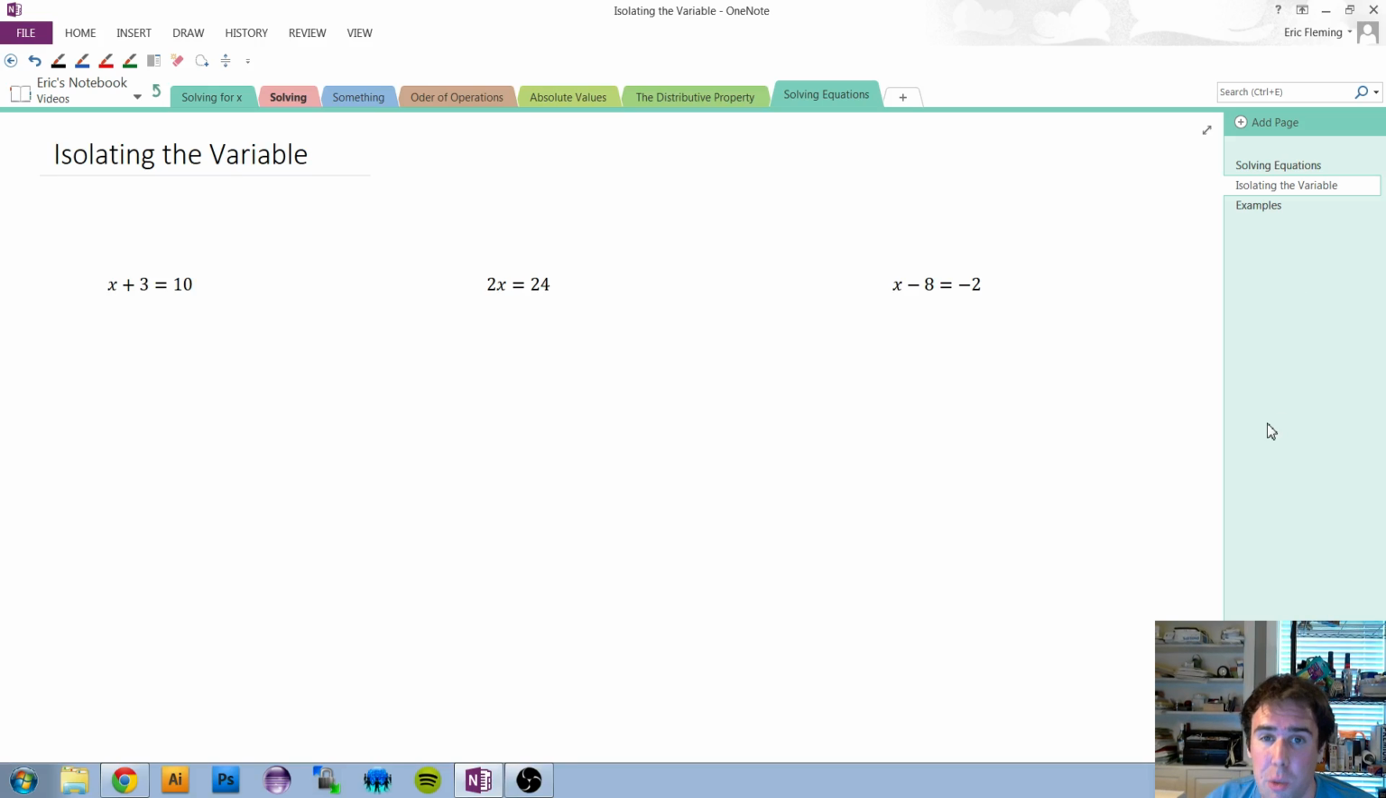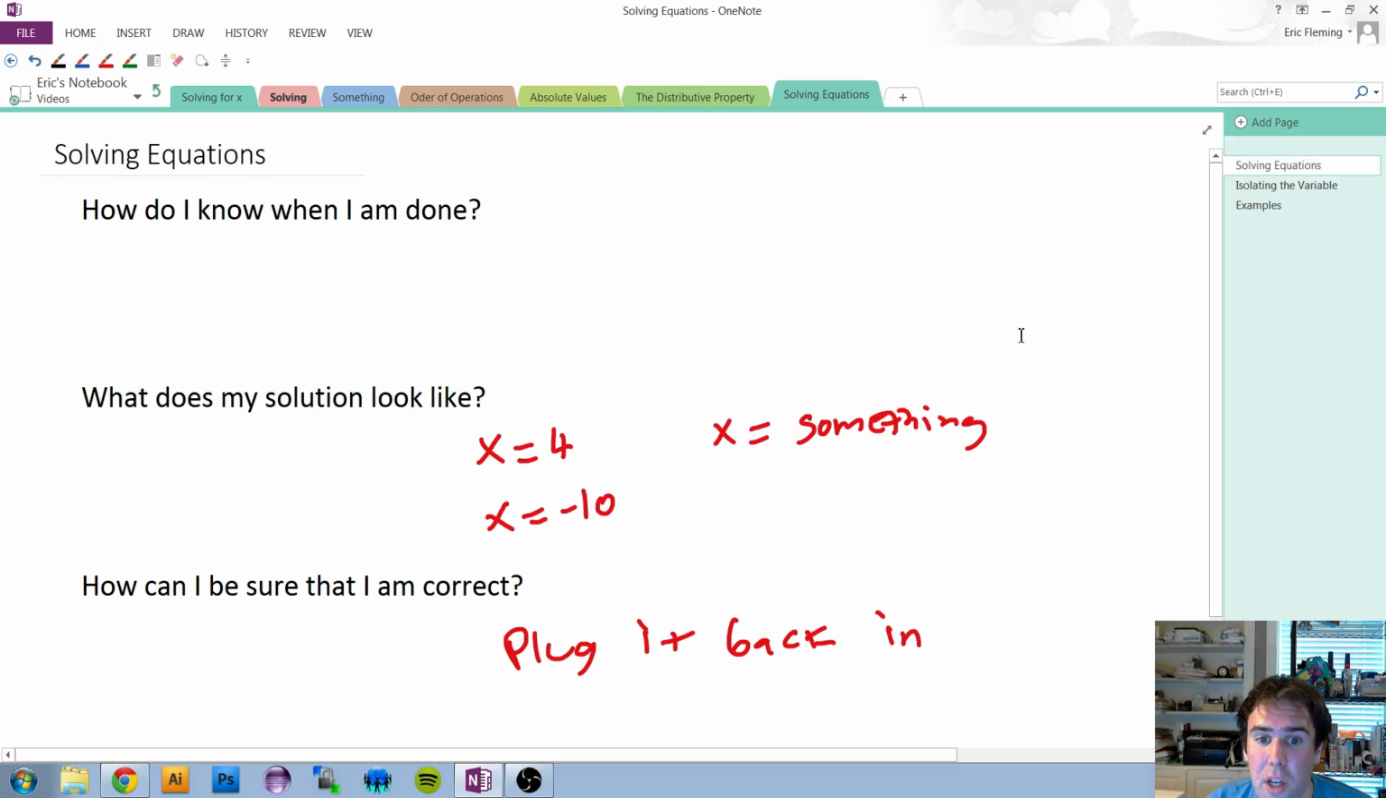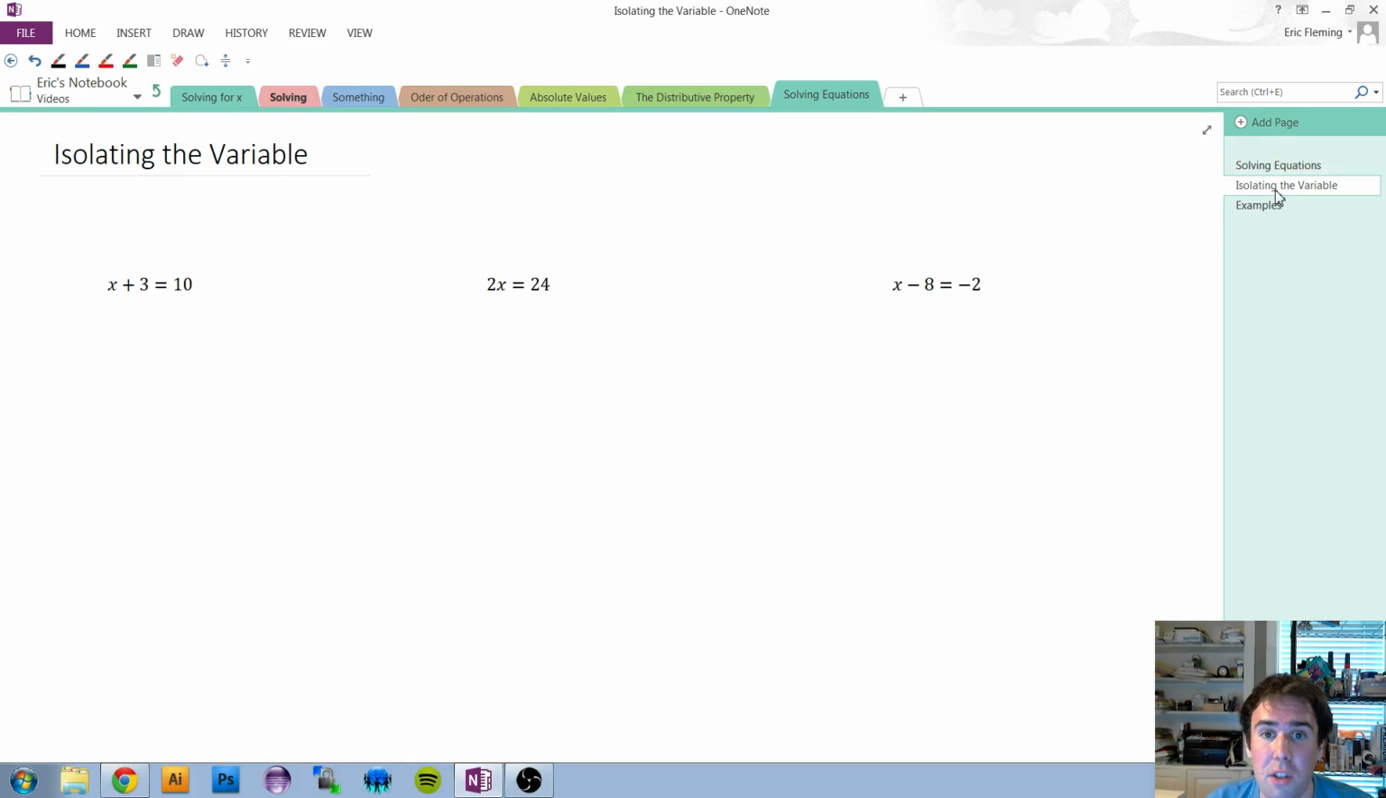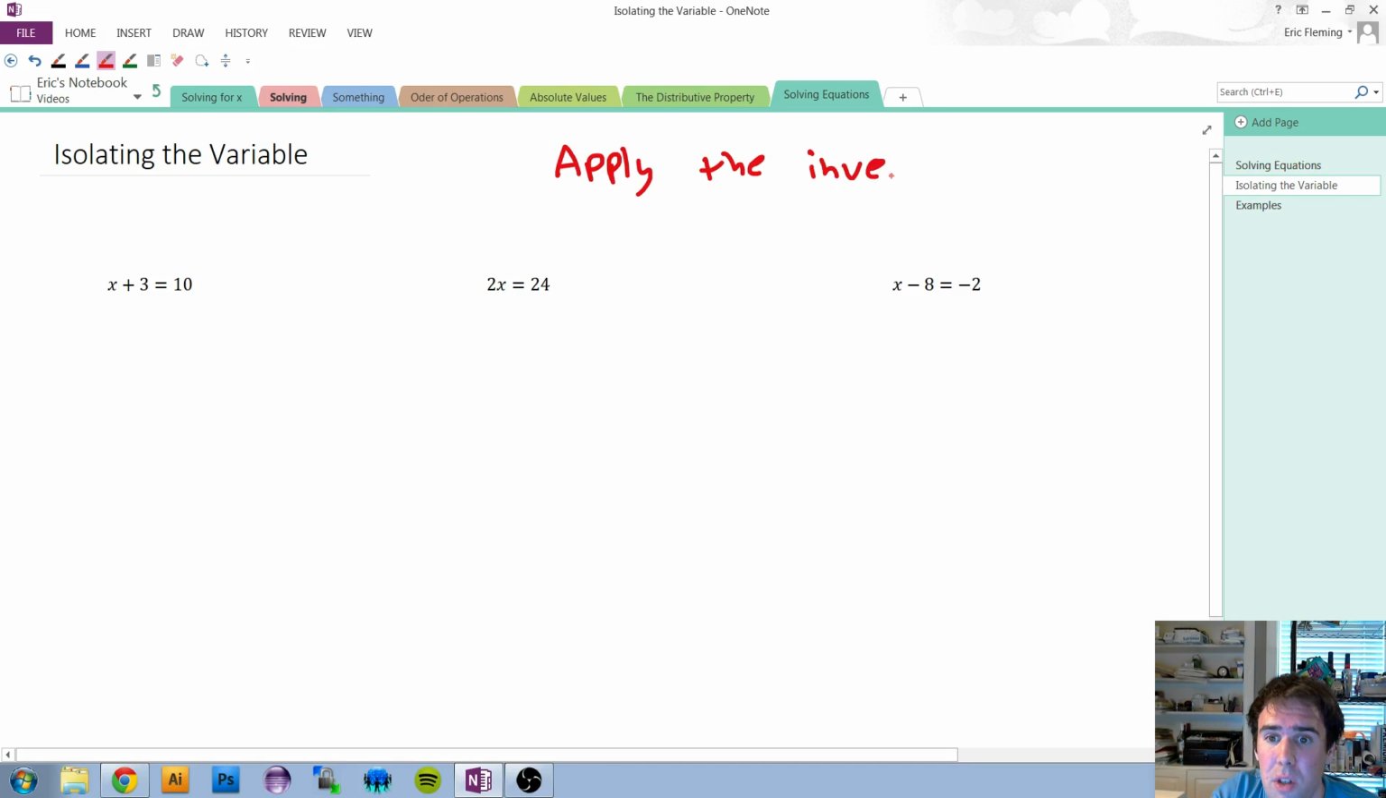Our general idea when solving equations is to isolate the variable, and what that means is to get it to look like what we want. We want it to be x equals 4, x equals minus 10. The x is completely isolated. There's nothing else around it whatsoever. In these examples you can see there's a lot of things happening to our buddy x. He's being added by 3, he's being multiplied by 2, he's being subtracted from 8, and this is no good. We want him to be all alone by itself. And the way that we can get our variable isolated is to apply the inverse operation.